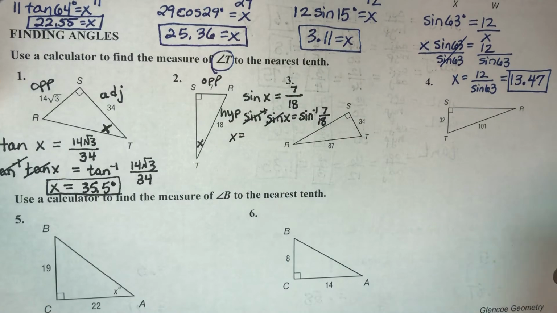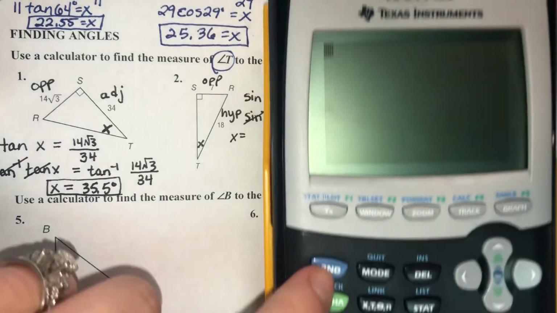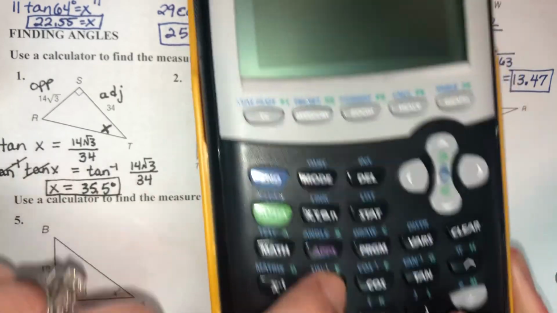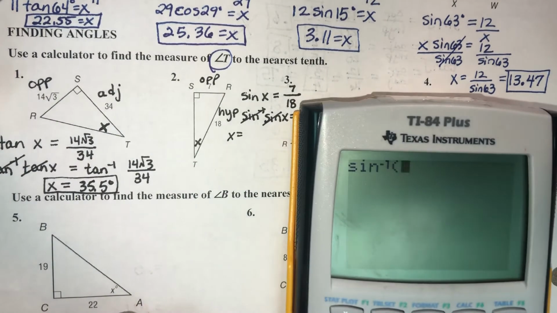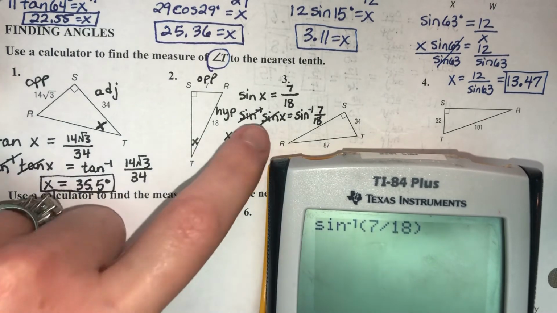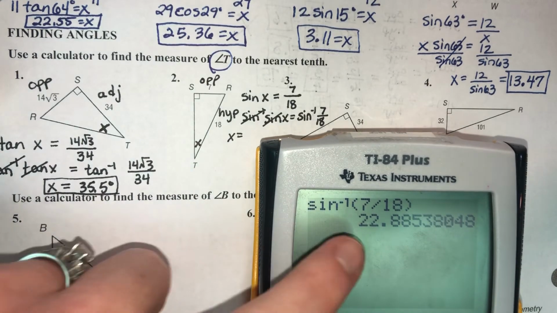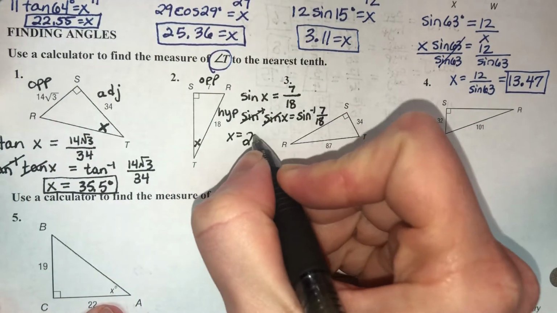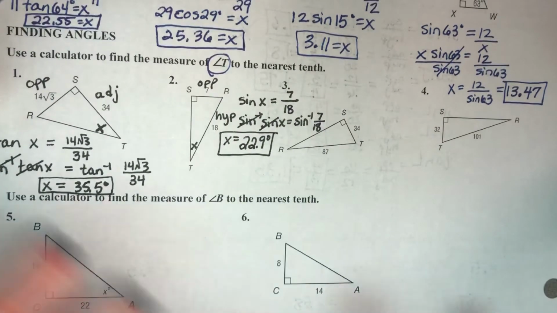So now to get the answer, I'm going to go to my calculator. I'm going to clear this out. I'm going to press the second button, and then I'm going to press the sine button, because just above the sine, it says inverse sine. That's going to give me the sine with the -1. And now I'm going to type 7 divided by 18 in the parentheses. And then press enter, and here's my answer. 22 point, that's going to round to 9, 22.9 degrees.